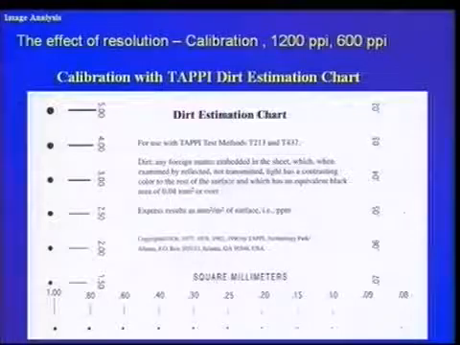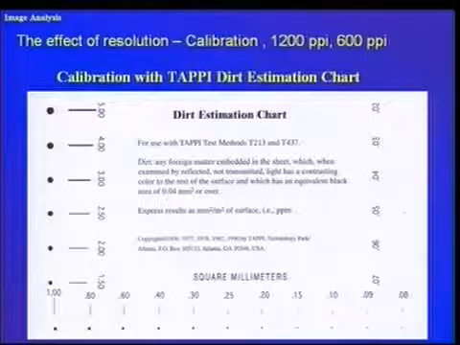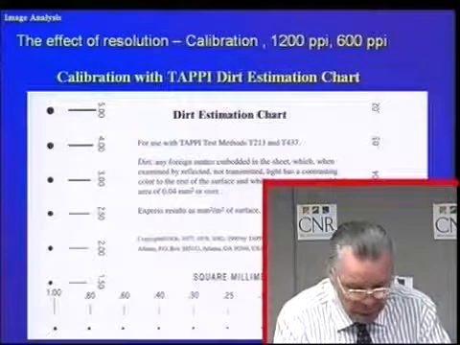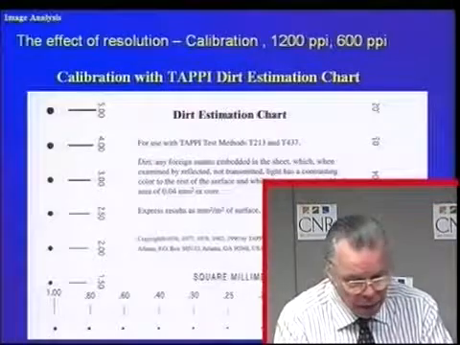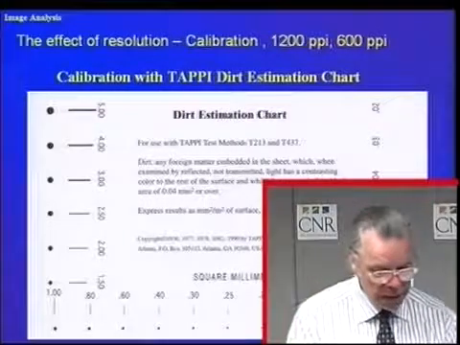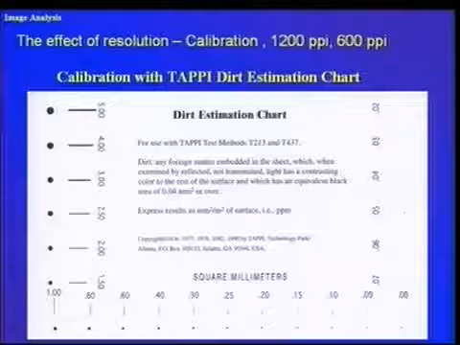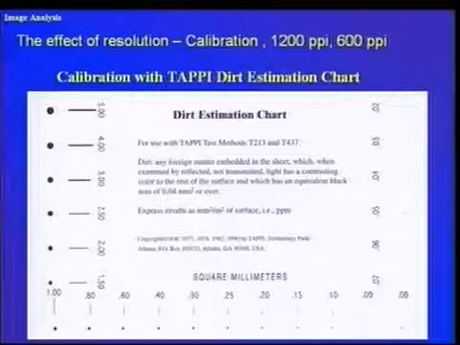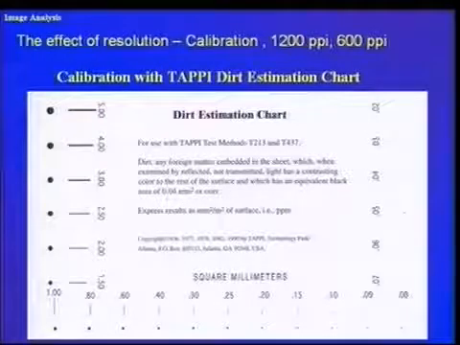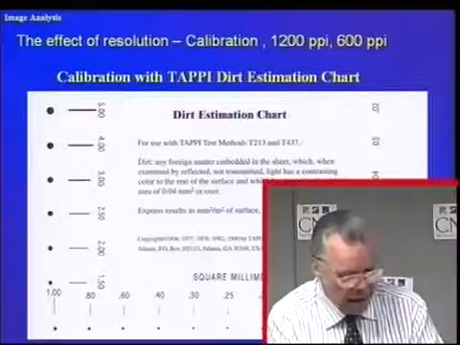Well, how do we calibrate a system? One of the mechanisms we can use is the dirt estimation chart, which you see here, that we can obtain from TAPPI. This card is readily available. It costs $60 from the TAPPI library and can be obtained with typical sizes of the dots on the card. These cards have been used for manual inspection for the last 69 years, since 1936. And the dots that are shown on them are fairly accurate.